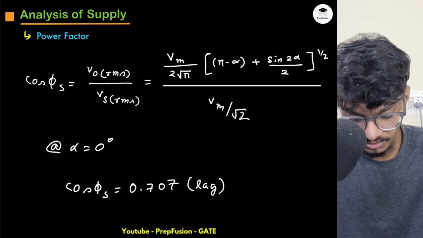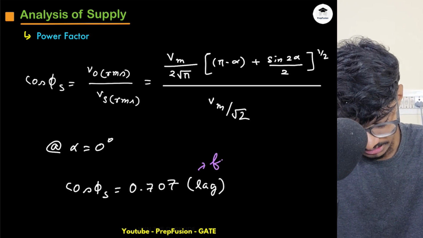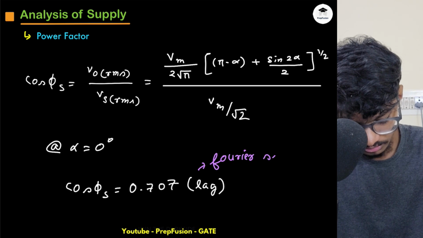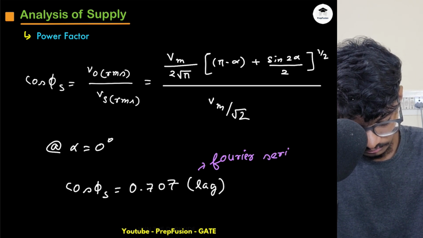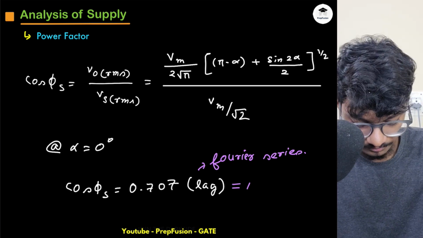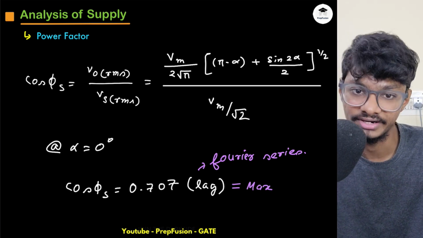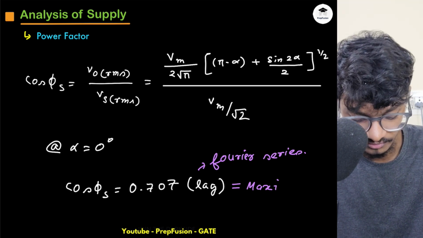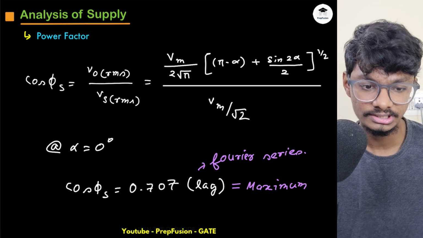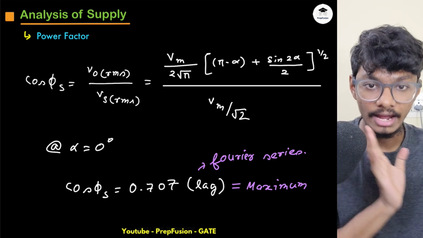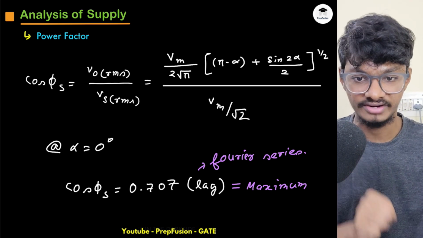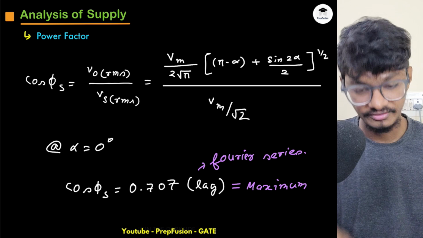You can find out from the Fourier series analysis. So this is the maximum power factor that I can get for a half-wave rectifier. This is a good result to know. Even if you don't remember, you can always derive it, but it is a good result that you should know. I will only be able to get a worse power factor than this. This will be the best possible power factor that I can achieve in a half-wave rectifier with pure resistive load.